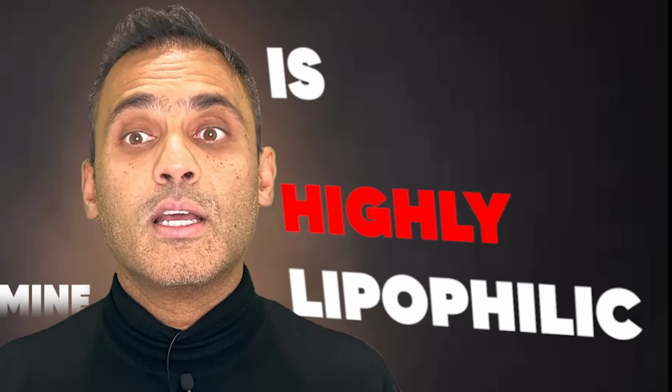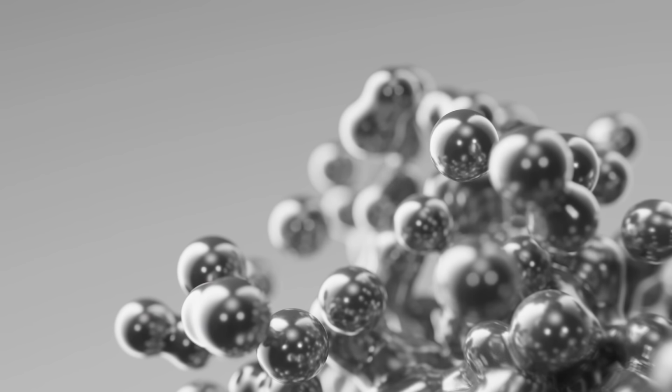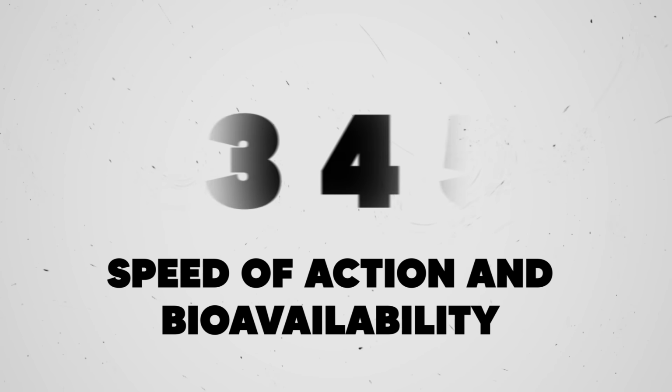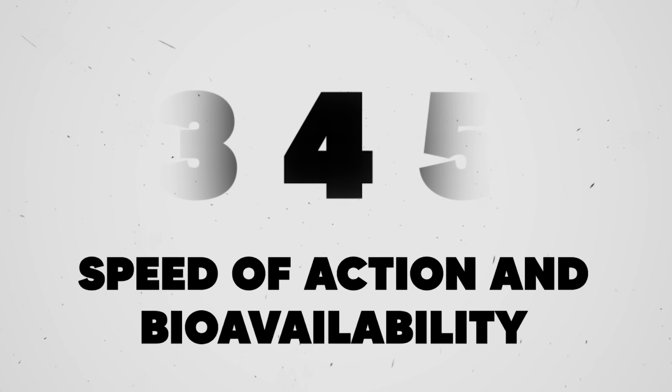The other aspect is that methamphetamine is highly lipophilic. We'll talk about that in just a bit when we come to the absorption. But because it's lipophilic, it passes through the blood-brain barrier very, very easily for its rapid effects. It's fascinating how just these subtle differences in the route of administration can make such a big difference to the ultimate impact on the brain. The fourth difference, the speed of action and bioavailability.